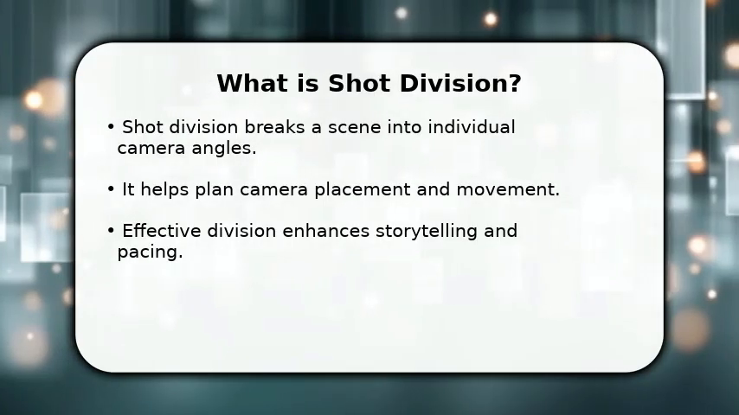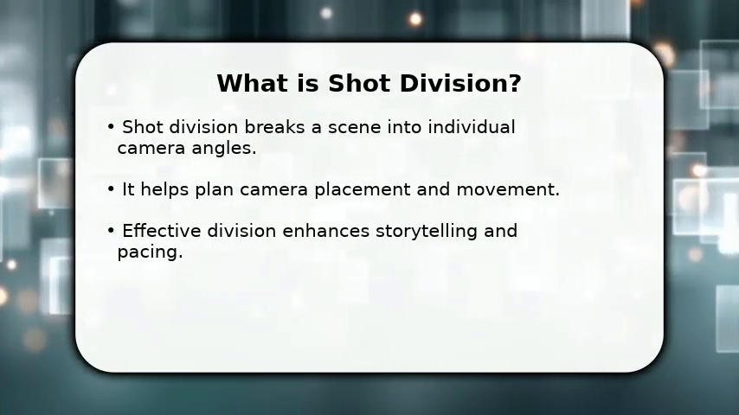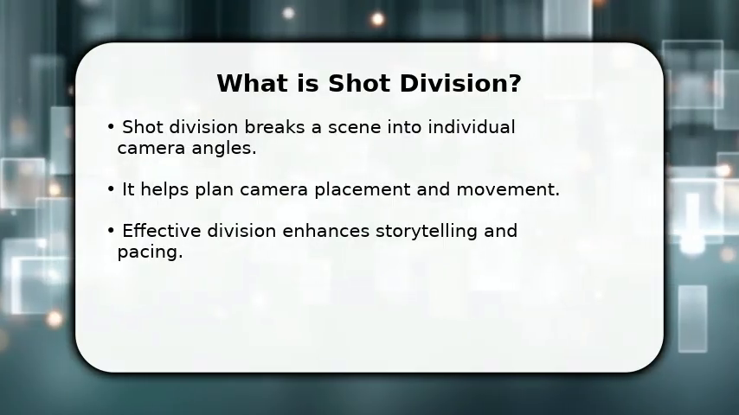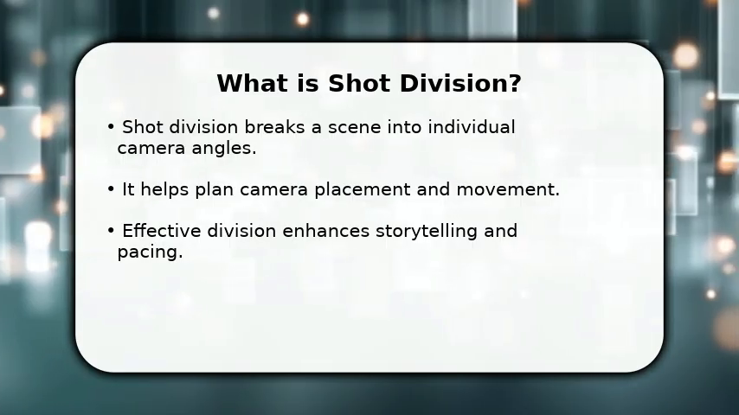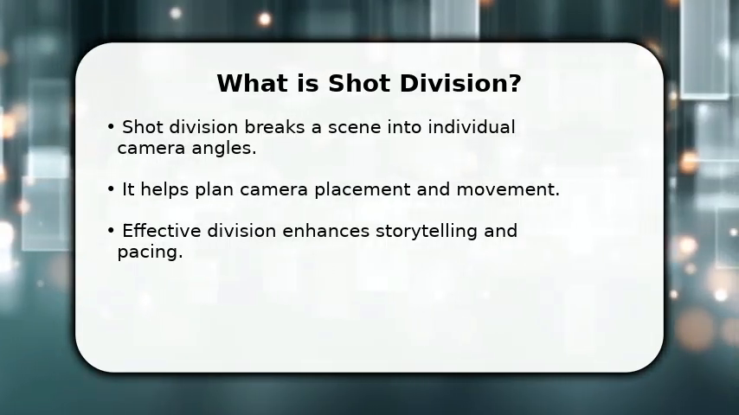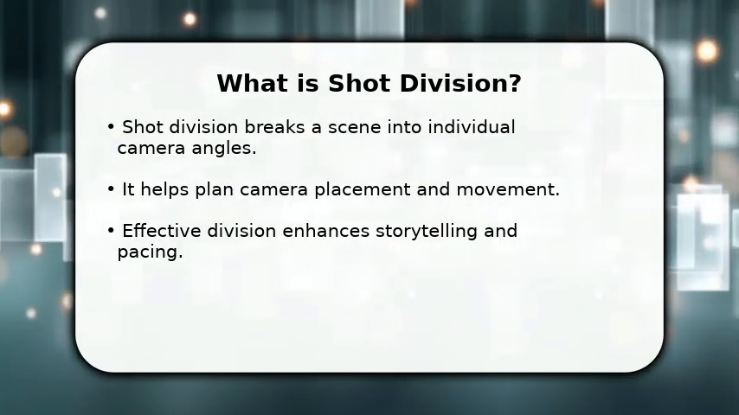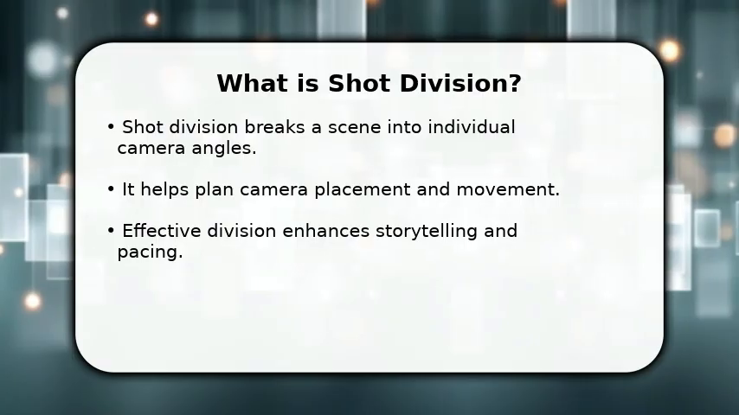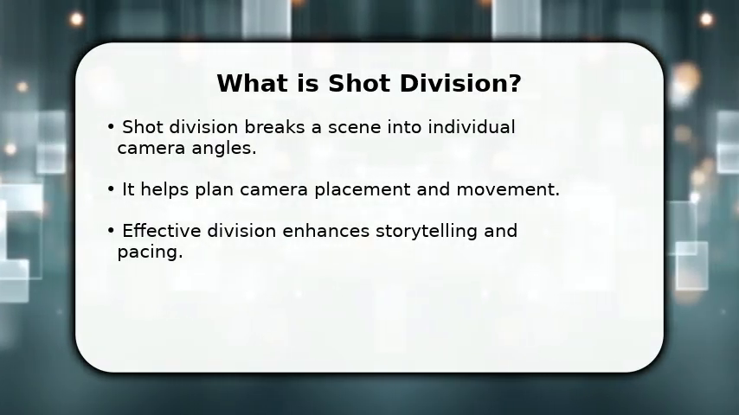In this video, I will explain how to make shot division. Shot division is the process of breaking down a scene into individual camera angles. This crucial step helps you plan camera placement and movement effectively. By carefully dividing your shots, you can enhance your storytelling and control the pacing of your narrative. Always consider character blocking and the emotional beats of the scene to guide your choices.